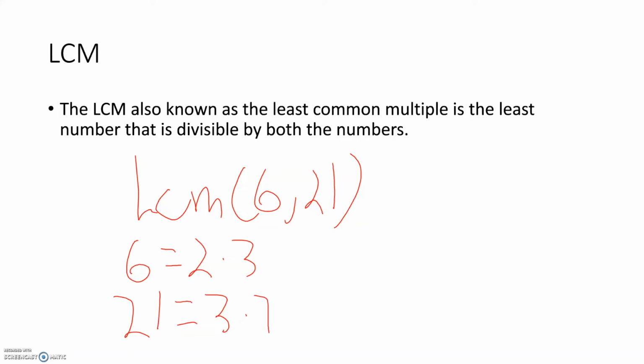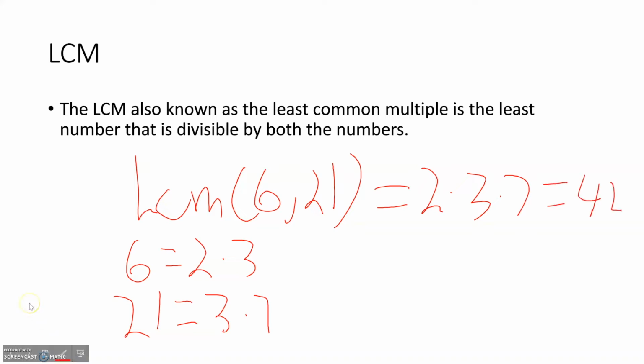So right here, we would need a 2, since if there isn't a 2, then 6 would not be fulfilled. And we'd also need 3. And since we already have a 3, we do not need the 3 in 21. So we only need the 7. And 2 times 3 times 7 is equal to 42. So the LCM of 6 and 21 is 42.